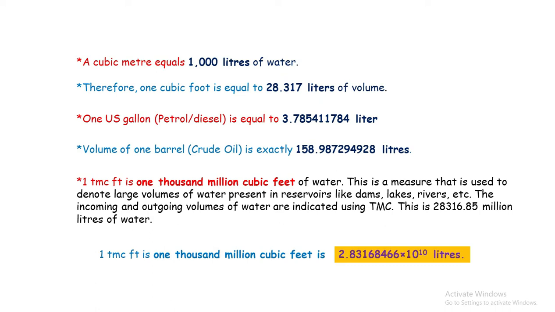Okay, then in the news, we often hear that Karnataka is not releasing 5 TMC of water or 6 TMC of water. So you should know what is TMC. TMC is 1000 million cubic feet of water. This is a measure used to denote a large volume of water present in reservoirs like dams, lakes, rivers, etc. The incoming and outgoing volume of water are indicated using TMC, that is 1000 million cubic feet.